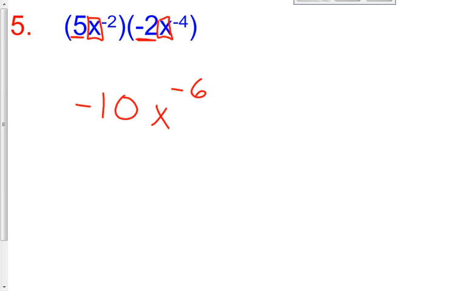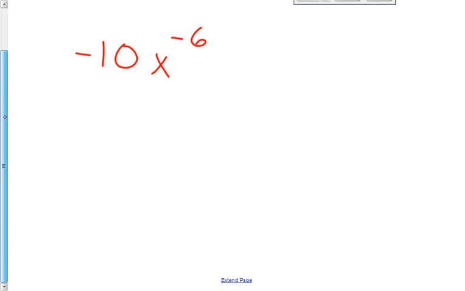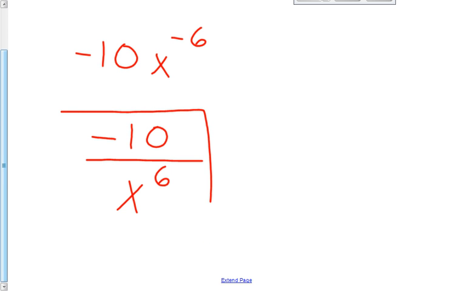This would be my answer if I had positive exponents. However, I do not, so I have to go through one more step. I'm going to keep the negative 10 in the numerator, and the x raised to the positive 6th is now going to be in my denominator. And that is my answer for number 5. This concludes the first 5 problems on multiplying monomials.